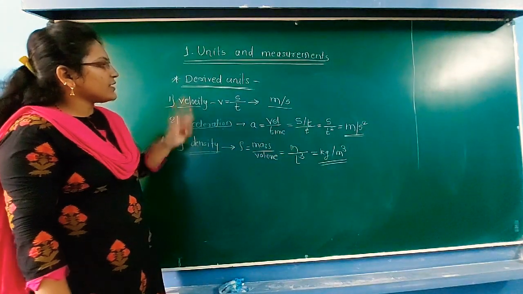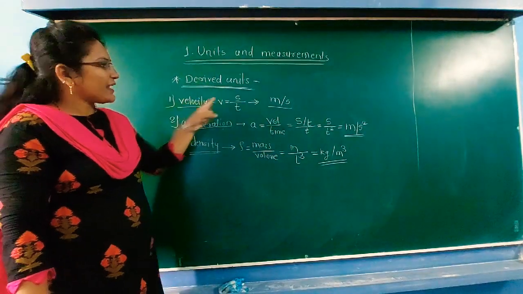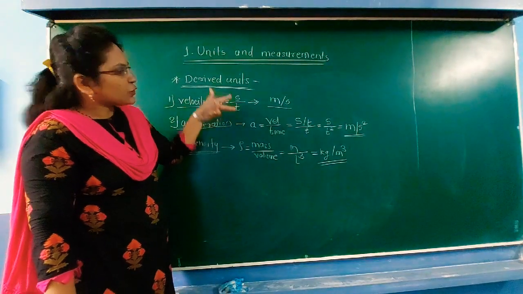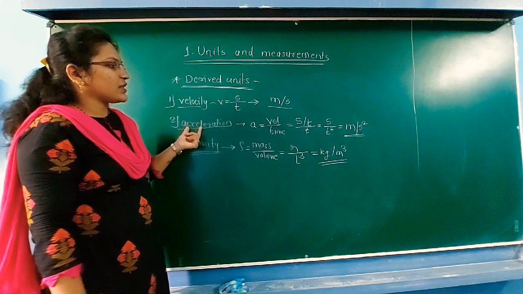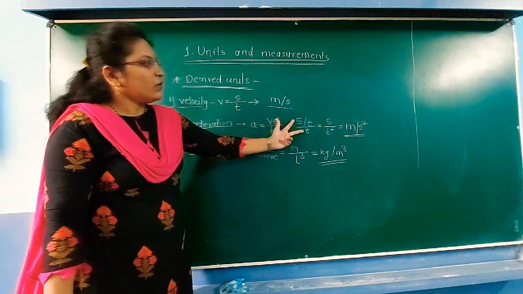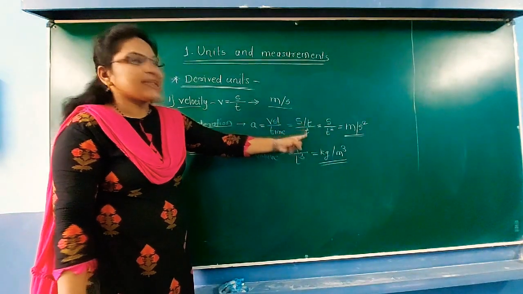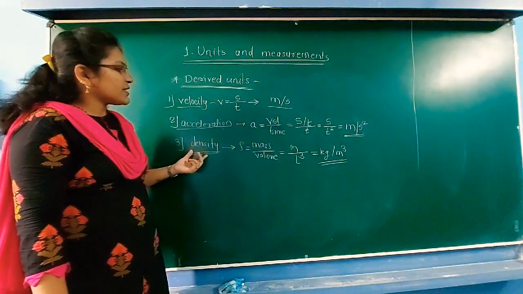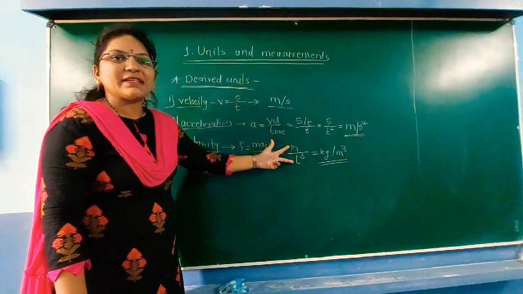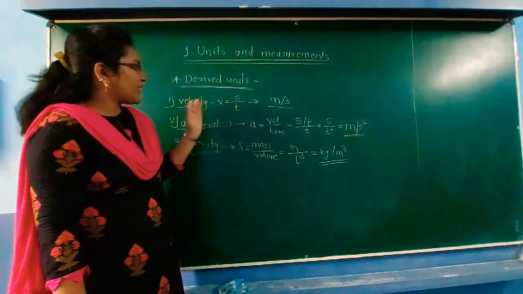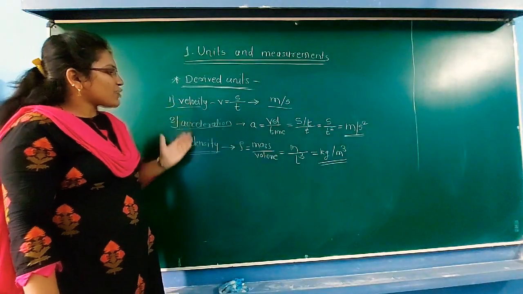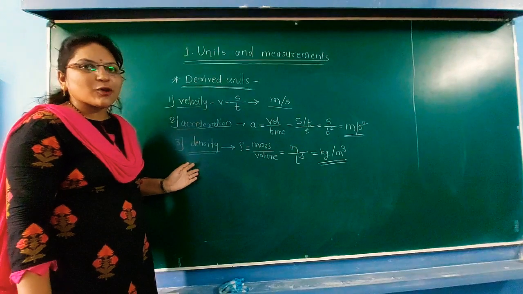Here we are seeing that velocity depends on displacement and time, two fundamental quantities. Then acceleration depends on two fundamental quantities, distance and time. Then density depends on two fundamental quantities, mass and length. So we can say that these quantities depend on fundamental quantities.